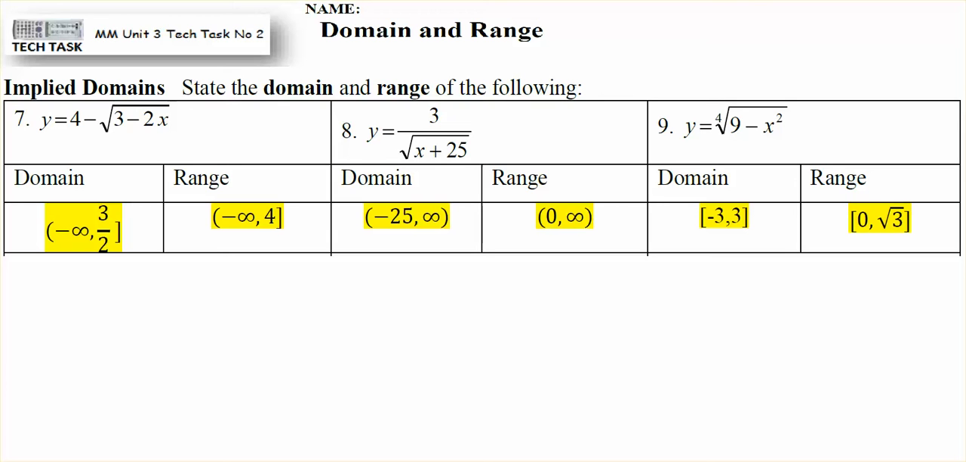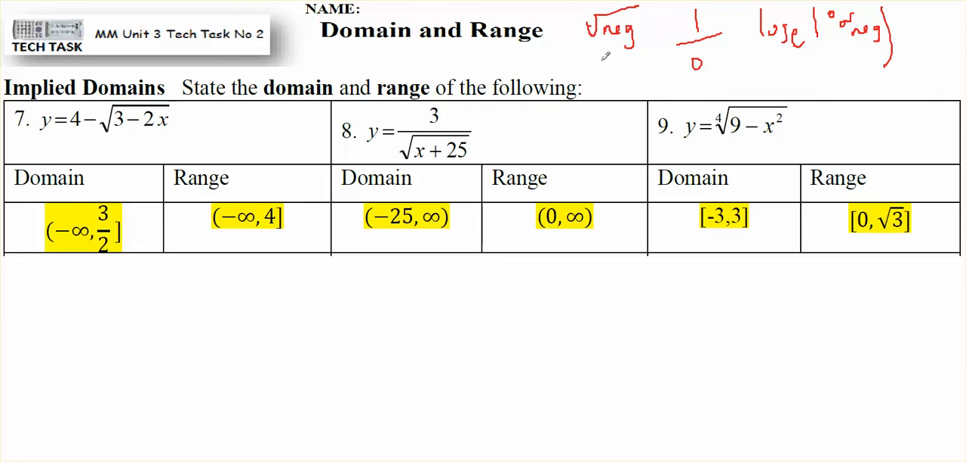This is for Year 12 Methods. It comes out of Tech Task number 2, questions 7, 8 and 9, finding implied domains. To find the implied domain, I need to use the rules as to what mathematics I've got problems with. So I cannot take the square root of a negative number, I cannot divide by 0, and I cannot take log base e or any other base of 0 or negative.